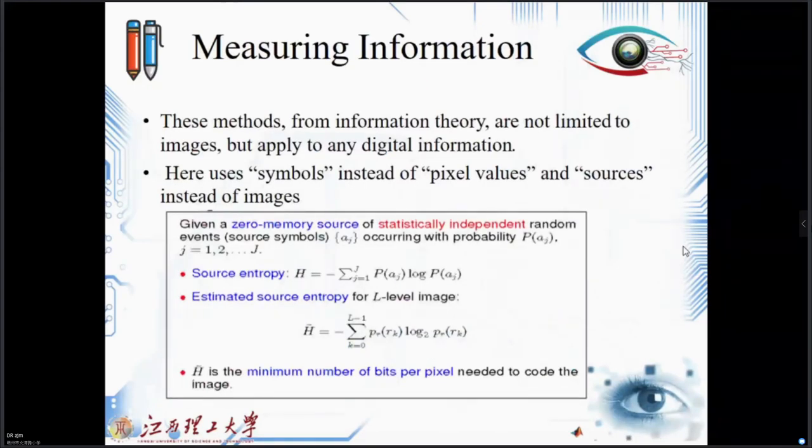Some more things that we should see is measuring information, whose methods from information theory are not limited to images but apply to any digital information. Here we use symbols instead of pixel values and sources instead of images, with these steps: given a zero memory source of statistically independent random events, meaning source symbol aj occurring with probability p(aj) where j is from 1, 2, 3 to J, and source entropy, which we know as H with this formula, and the estimated source entropy for an L-level image. H is the minimum number of bits per pixel which is needed to code the image. These are the measuring information.